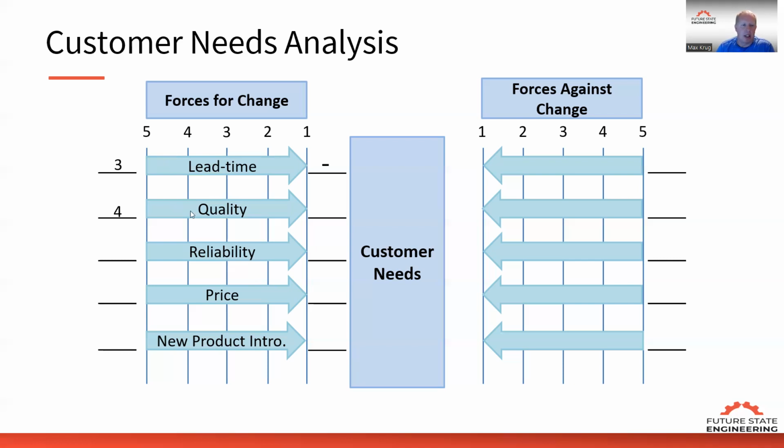Next was quality. They said from the customer's perspective, quality was a 4, and they thought they were doing well there. Reliability of hitting the promise dates, they said was a 5 for the customer, and they said they weren't doing well against that one. Price was a 2, and they said they were about equal with their competitors. New product introduction was a 3, and they were also not performing well there.